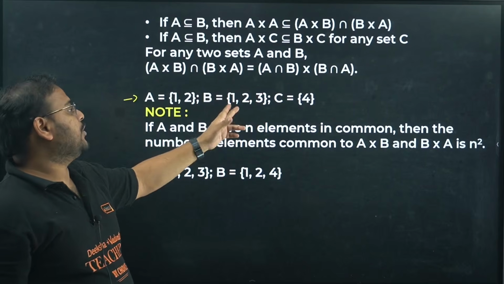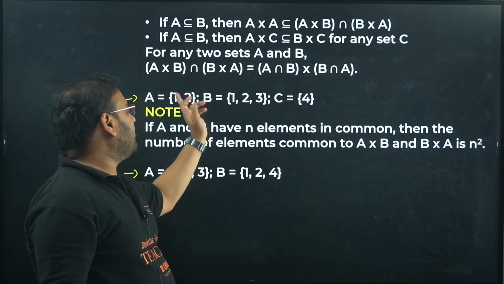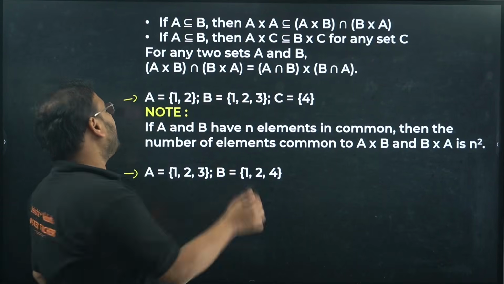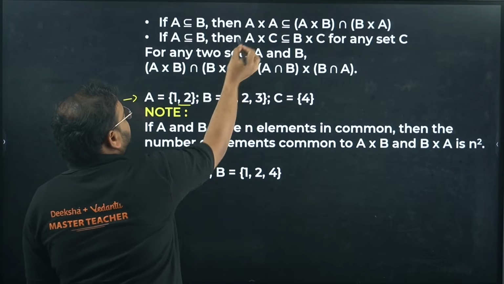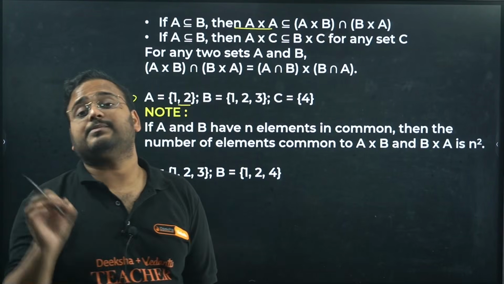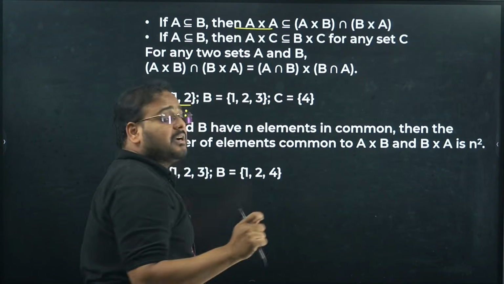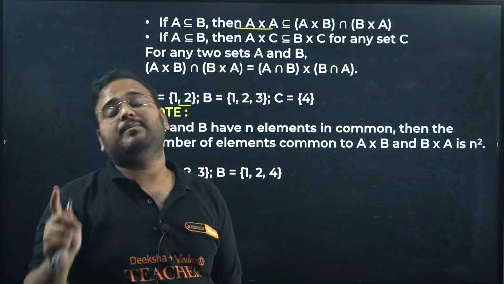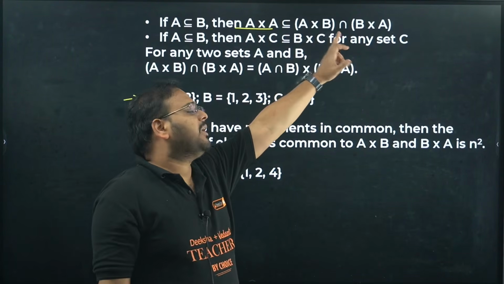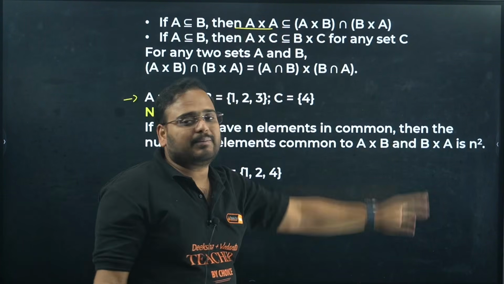Same way, find B cross A also. So (1,1), (1,2), (2,1), (2,2), (3,1), (3,2), and take their intersection. You'll get (1,1) and (2,2) present. So A cross A, if A is a subset of B, let me repeat, if A is a subset of B, then A cross A will be a subset of intersection of A cross B and B cross A. Looks difficult? It is not. Simply find the A cross B and B cross A value, take intersection, and you will find that A cross A is a subset of that particular result.